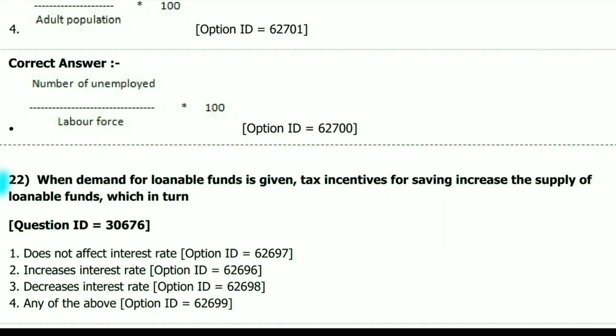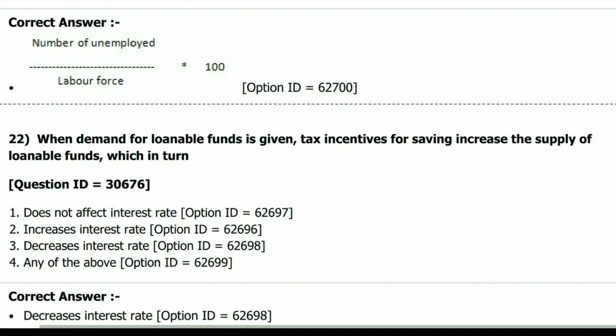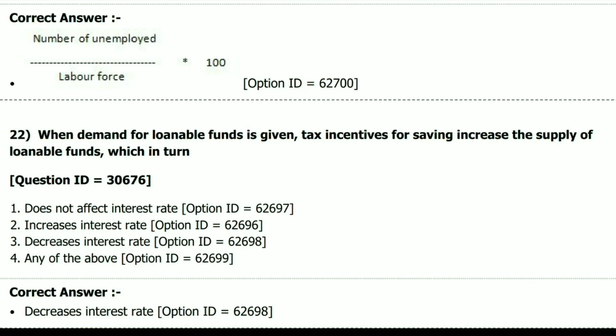Next, when demand for loanable fund is given, tax incentives for saving increase the supply of loanable fund, which in turn, options: does not affect interest rate, increase interest rate, decreases interest rate, any of the above. The answer is decreases interest rate.